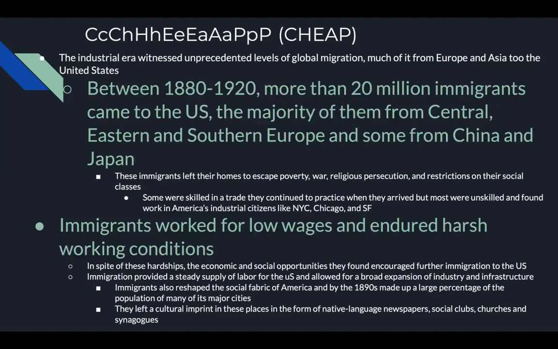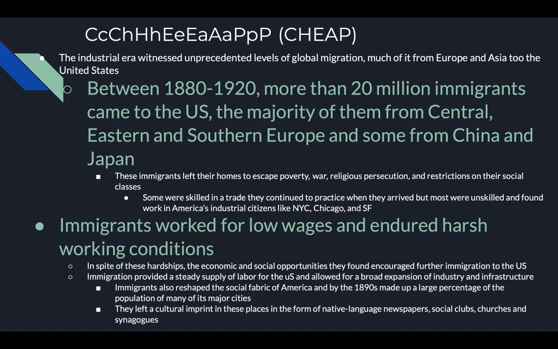The industrial era witnessed unprecedented levels of global migration, most of it from Europe and Asia to the United States between 1880 and 1920, 40 years. More than 20 million immigrants came to the U.S., the majority of them from Central, Eastern, and Southern Europe, and some from China and Japan. These immigrants left their homes to escape poverty, war, religious persecution, and restrictions in their social classes.